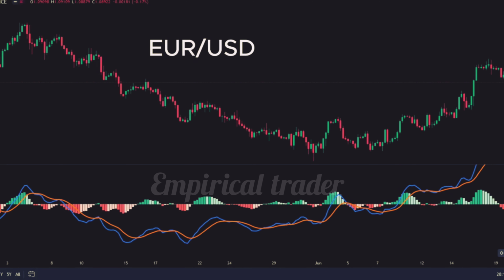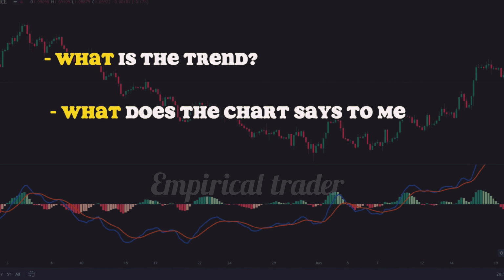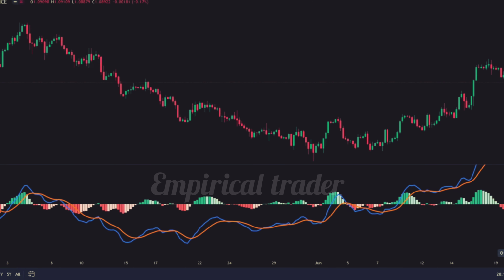This is the euro-dollar forex pair on the 4-hour time frame. We start by asking ourselves some questions. What is the trend? What does the chart say to me? And how can I use it to my advantage? Always start your trading day with these questions. In this case, we see the euro doing the basic formation of a downtrend, lower highs and lower lows. The MACD line just crossed below the signal line.